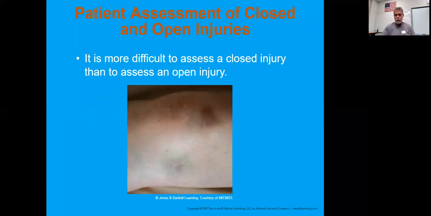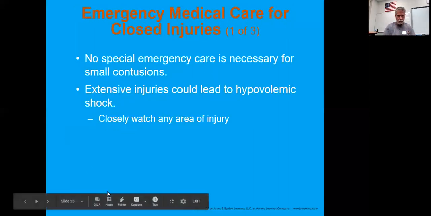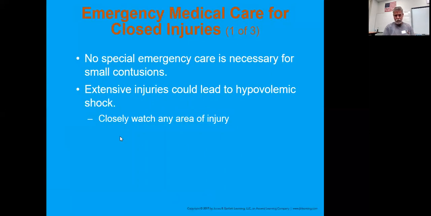An open injury is pretty obvious and we can easily visualize that. When we look at the care for these, no special emergency care for small contusions, right? I got a big bruise on my foot. It's like this big. Ask me, I can show you. It'll still be there. But it's nothing that's going to kill me, if you will.